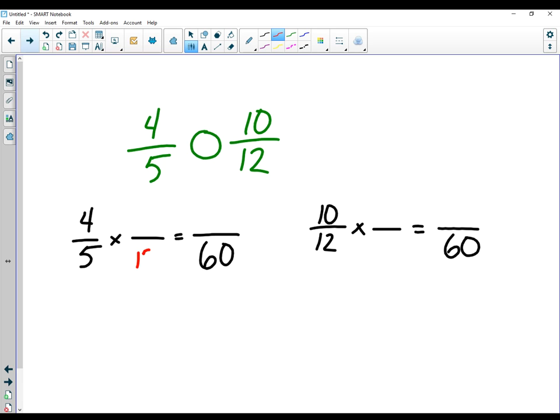I know 5 times 12 is 60. So I'll put 12 in my numerator and get 48/60 is equivalent to 4/5. And I know 12 times 5 is 60, so 10 times 5 will give me 50/60 is equivalent to 10/12. Since that's 50/60 and 4/5 is 48/60, 10/12 is bigger than 4/5.